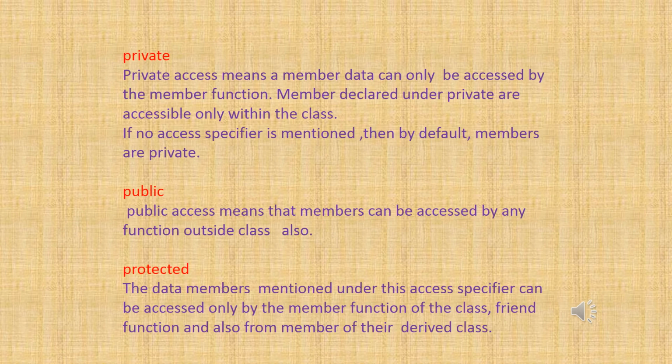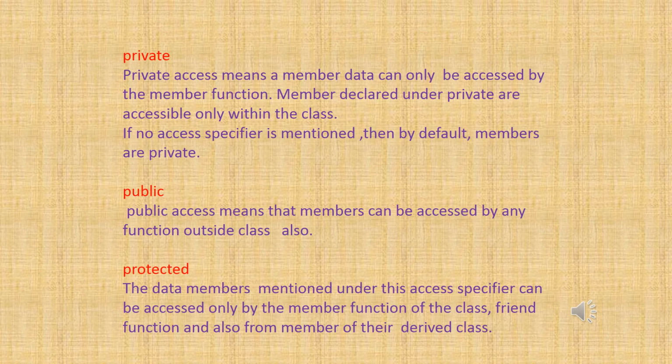Public means that members can be accessed by any function outside the class also. One program can have multiple functions, so the data members and member functions declared public can be used by any function.